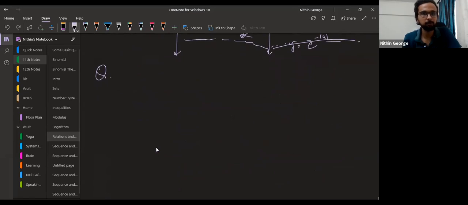Now, something you will come across many times. Y equal to mod sin x. What's the graph? Guys, what's the graph of mod sin x? You will come across this many times. You must have come across this many times by now also.